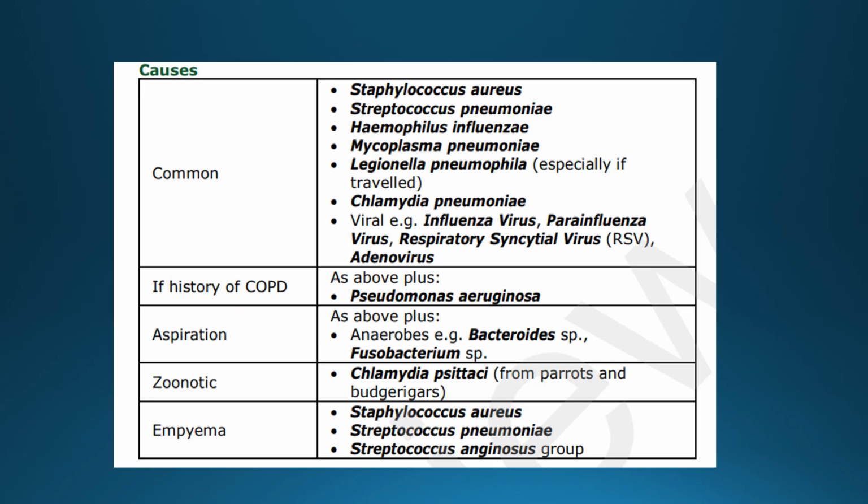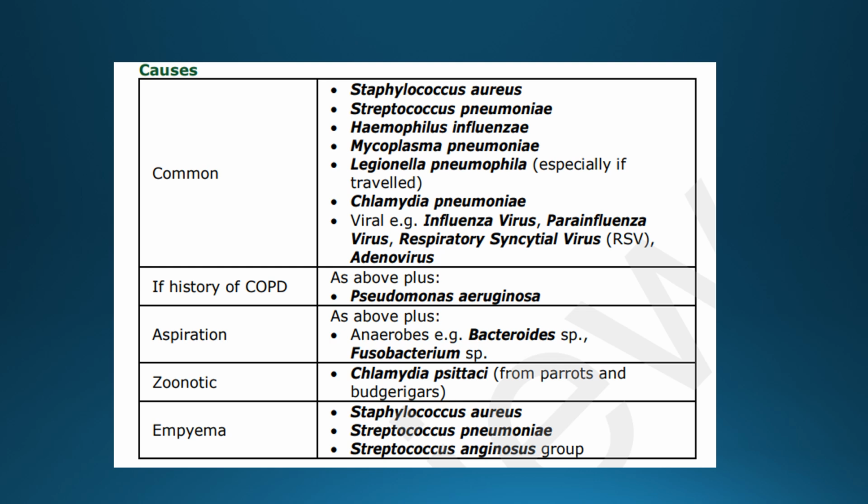What are the common causes? Staph aureus, Streptococcus pneumoniae, H. influenzae, Mycoplasma pneumoniae, Legionella pneumophila, Chlamydia pneumoniae, and viral causes include influenza virus, parainfluenza virus, respiratory syncytial virus. If there is a history of COPD, then in addition to this, we have Pseudomonas aeruginosa.